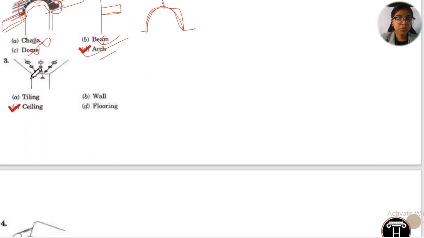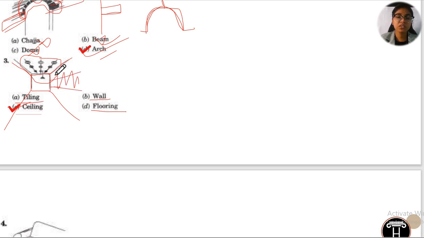Next option is, this is your room. Fine, these are your ceilings, this is your floor part. Options given are wall, flooring, ceiling and tiling. As you can see, they are emphasizing more at the top part. That's why we will go for the ceiling. They are not showing something over here or blank over here, but they are showing at the top.